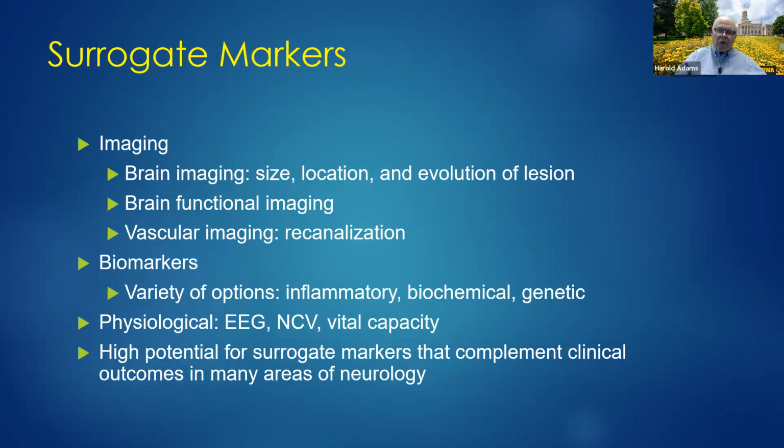Now, there can be surrogate markers for outcomes in patients with neurologic disease. These include abnormalities in brain imaging, functional imaging, vascular or other imaging, biomarkers of a wide variety of types, and physiological studies. These are all extremely useful and are going to continue to be very important in evaluation of patients with a broad spectrum of neurologic diseases. Next slide.